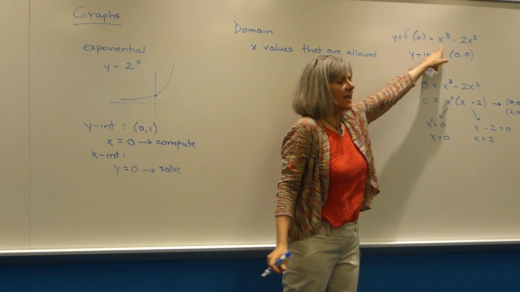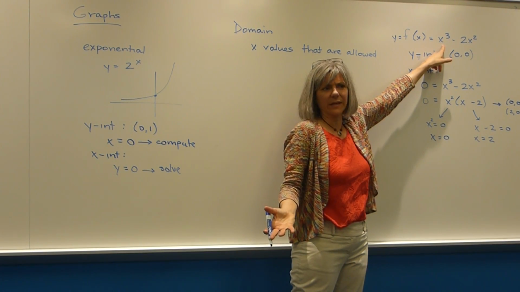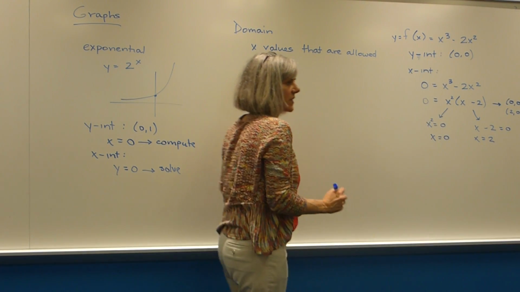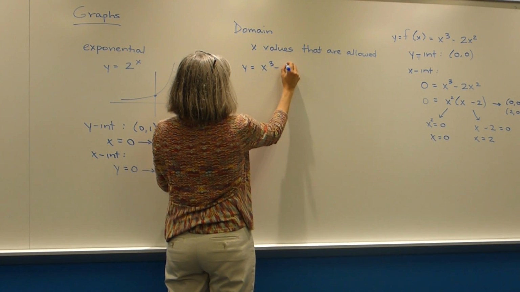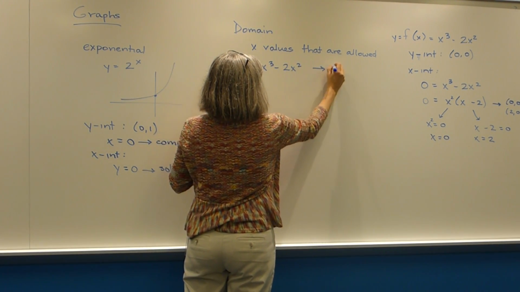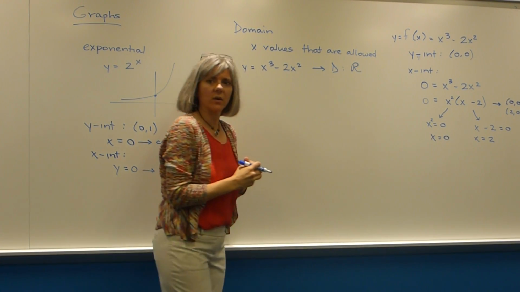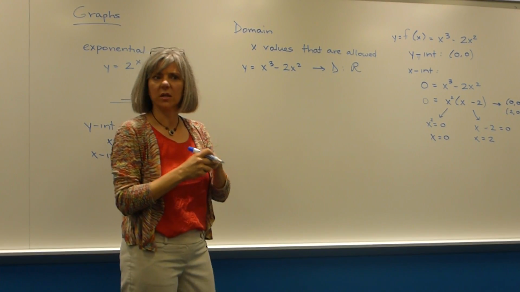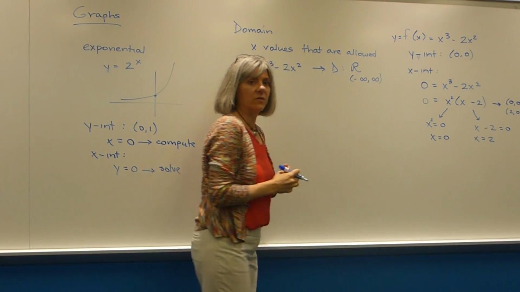Let's look at this one. Are there any x values that cannot go in this? I can cube or square anything, right? So this one, the domain for that is all reals. So if I had y equals x cubed minus 2x squared, I will often write d colon, and I'm okay with all reals, some sort of funny r, or in interval notation, negative infinity to infinity.